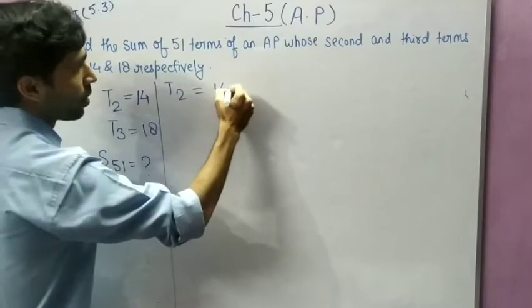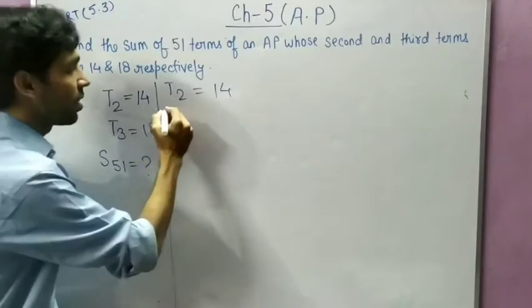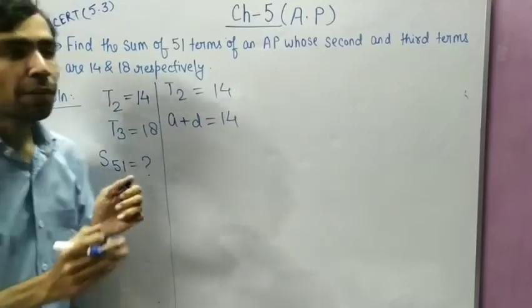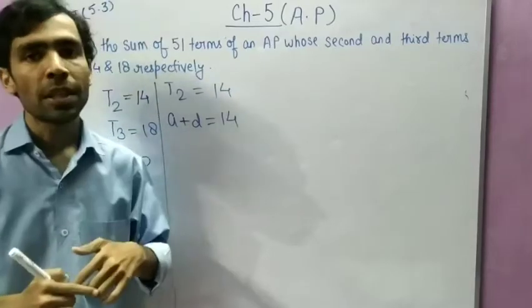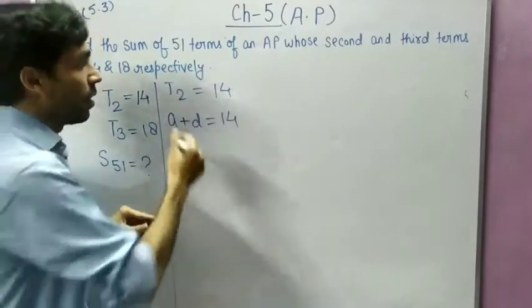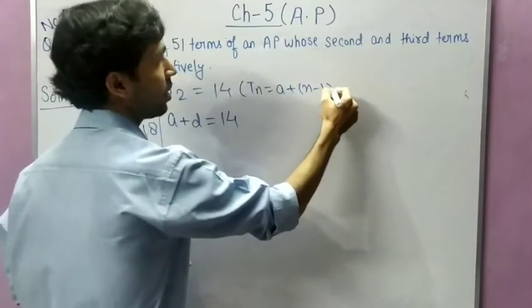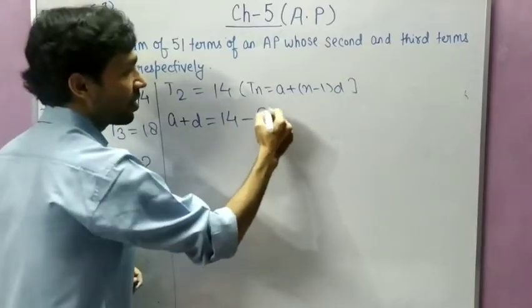So student, T2 is equal to 14, and the second term of any AP can be written as A plus D. A plus D is equal to 14, because in the general form we assume the first term as A and the common difference as D. So the second term can be written as A plus D. This comes from the formula Tn equals A plus (n minus 1) D. When you put n equal to 2, you get the same thing. So it is equation number 1.